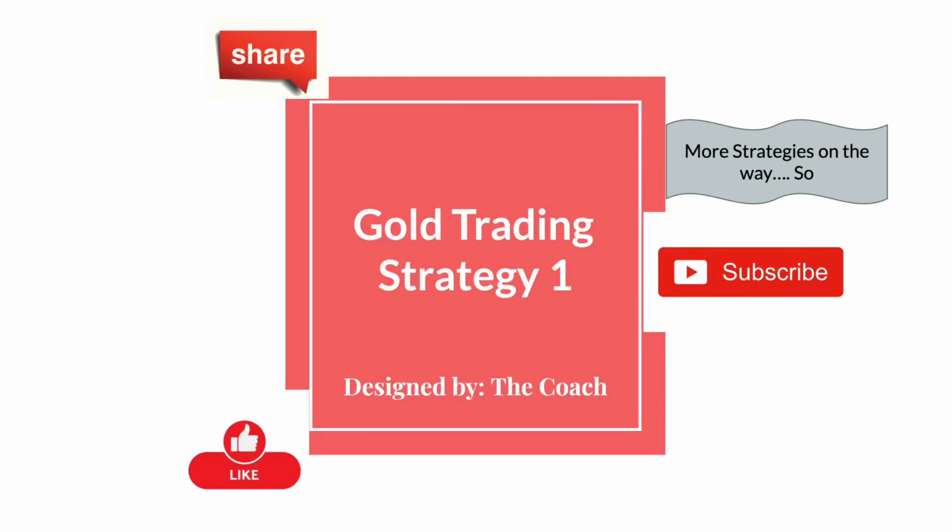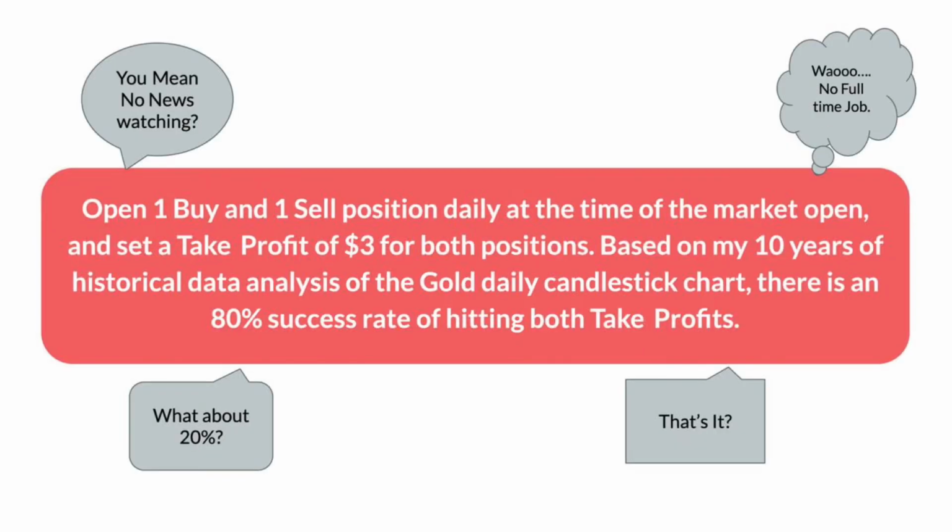Gold Trading Strategy 1. Open one buy and one sell position daily at the time of the market open, and set a take profit of $3 for both positions. Based on my 10 years of historical data analysis of the gold daily candlestick chart, there is an 80% success rate of hitting both take profits.